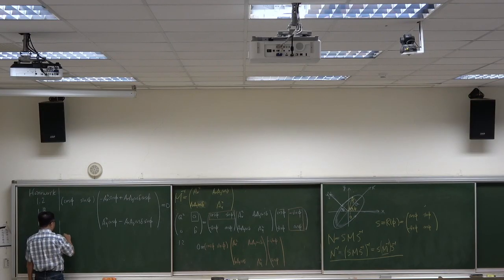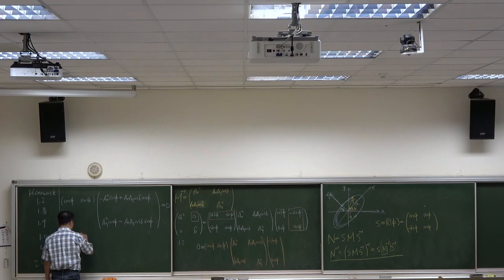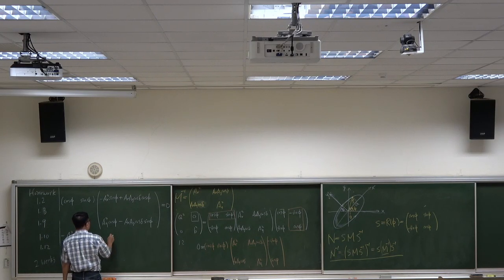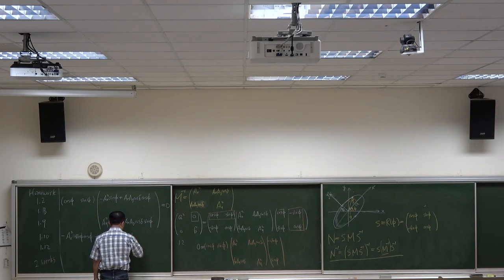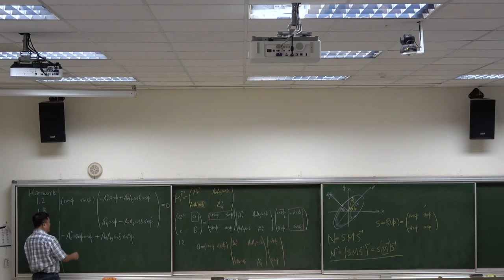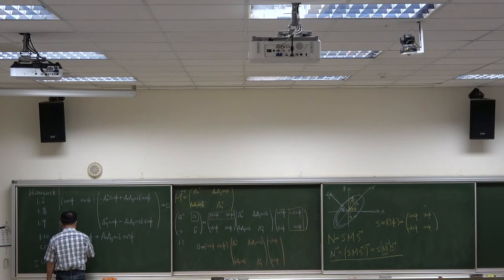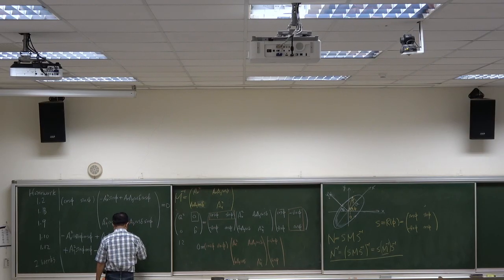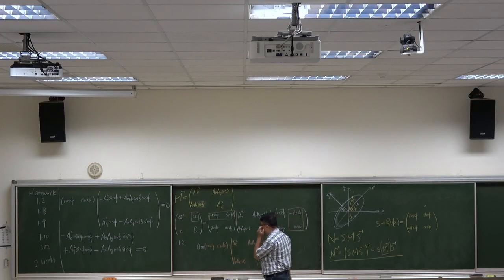So this means that minus ax squared cosine phi sine phi cosine phi, plus ax ay cosine delta cosine squared phi, plus ay squared sine phi cosine phi, minus ax ay cosine delta sine squared phi. This is equal to 0. Okay.